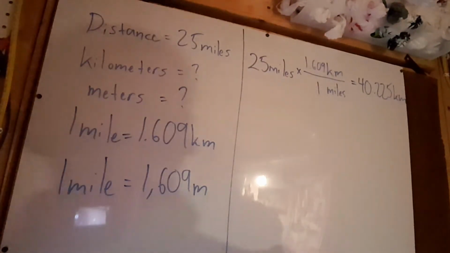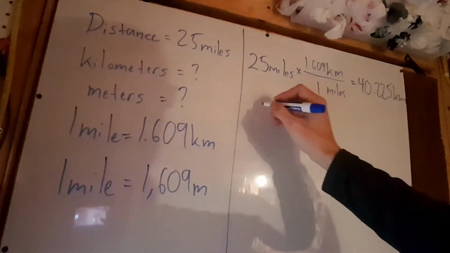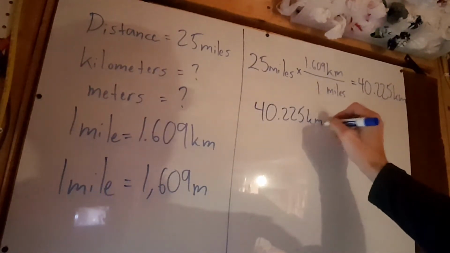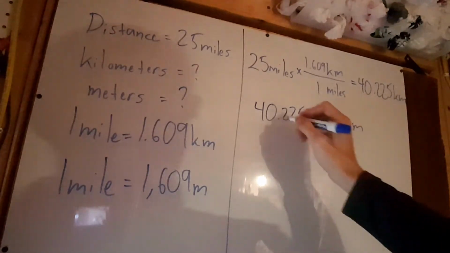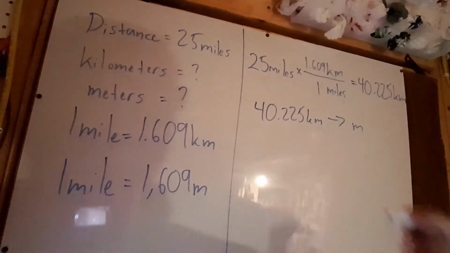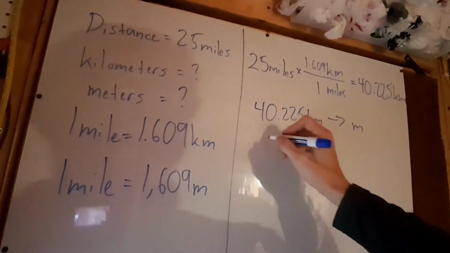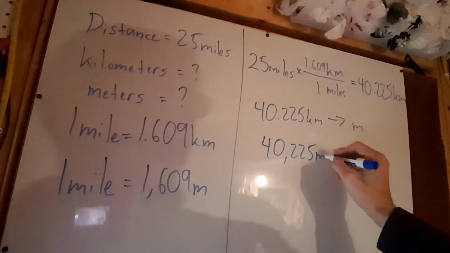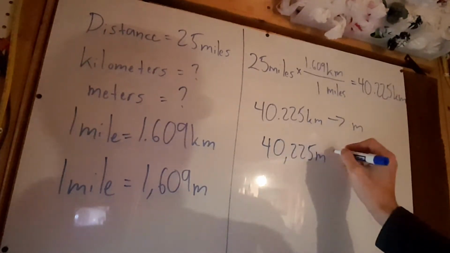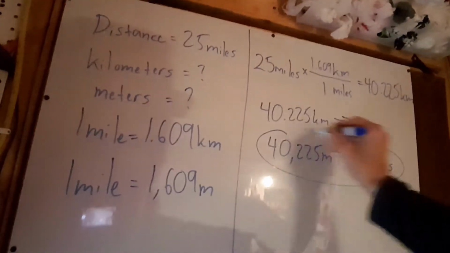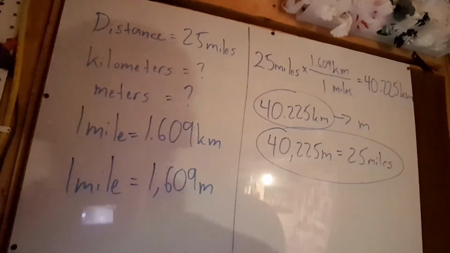And because the metric system is so easy to use, converting 40.225 kilometers to meters is a joke. You just have to move the decimal place over to the right 3 times, because there's 1,000 meters in a kilometer. This kilo means 1,000, so you get 40,225 meters in this distance, equal to 25 miles. So you want a little bit of this, and a little bit of this for the answer. There you go.